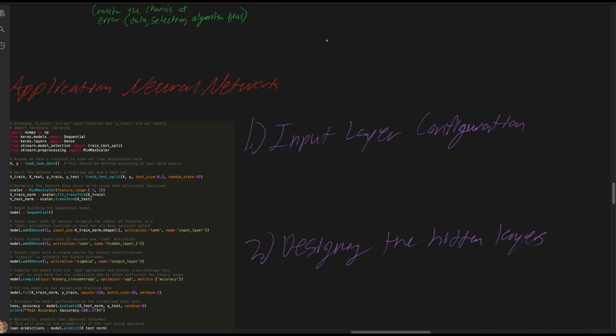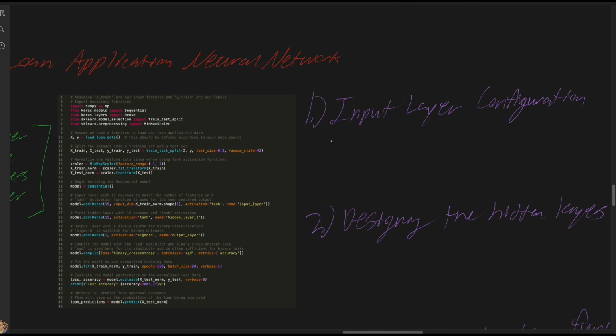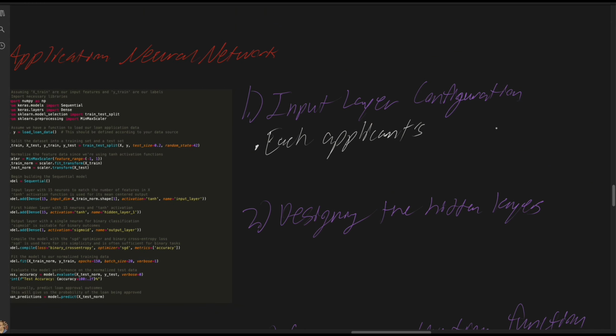So the first part is the features. Just like in our spam detector problem, we initialize the input layer and each applicant's data point becomes a neuron's input. We consider the features here.